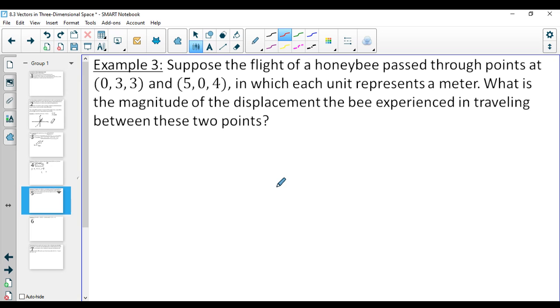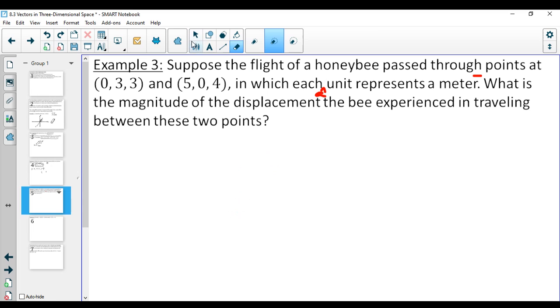This stuff is useful. So suppose the flight of a honeybee passed through points (0, 3, 3) and (5, 0, 4), in which a unit represents a meter. What is the magnitude of the displacement the bee experienced in traveling between these 2 points? So it wants the vector, right? The length of it, the magnitude.